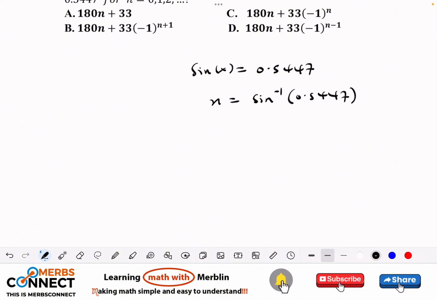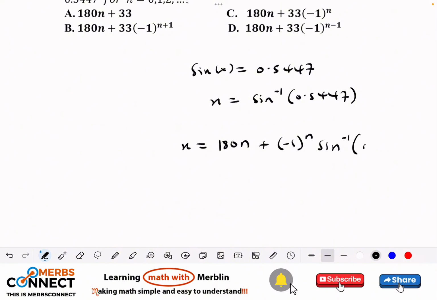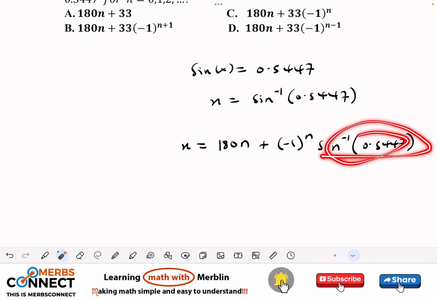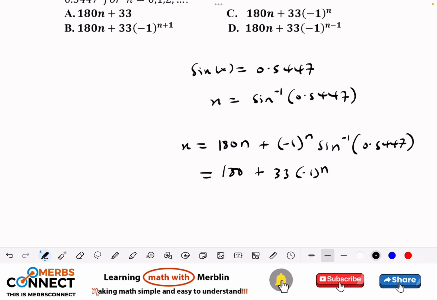The general solution is x is equal to 180n plus minus 1 to the power n sine inverse of what we had here, sine inverse of 0.5447. So now what is sine inverse of this? Sine inverse of this is approximately 33. So we are going to have 180n plus minus 1 to the power n times this, approximately 33. So this is going to give us the C, which is right here.